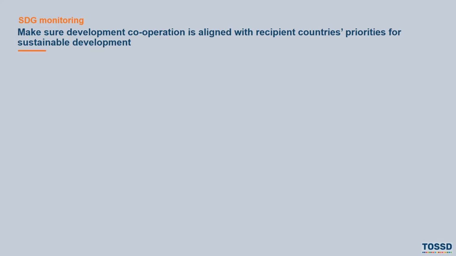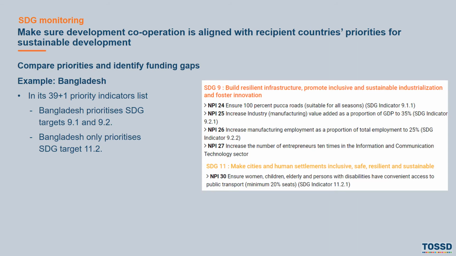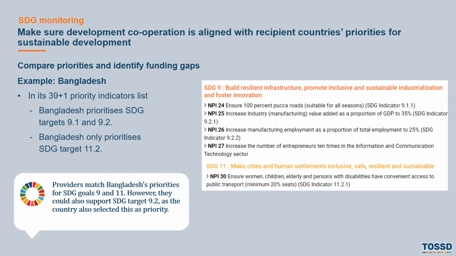Is it possible then to compare what are the priorities of Bangladesh as envisaged by Bangladesh authorities and what are the TOSD data on support to Bangladesh? In this case, we see that Bangladesh has as priorities 9.1 and 9.2, but also 11.2, and we have that in this case the funding of TOSD financing is really targeting the right priorities set by the Bangladesh authorities.